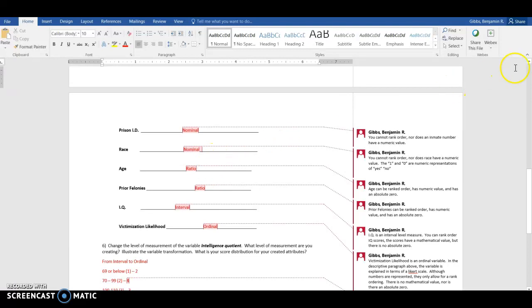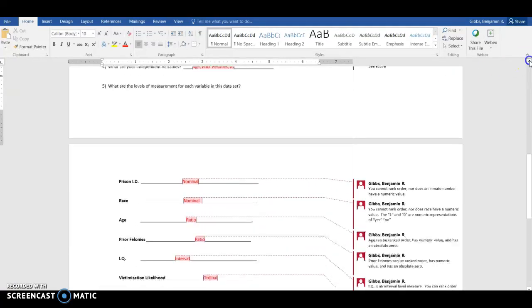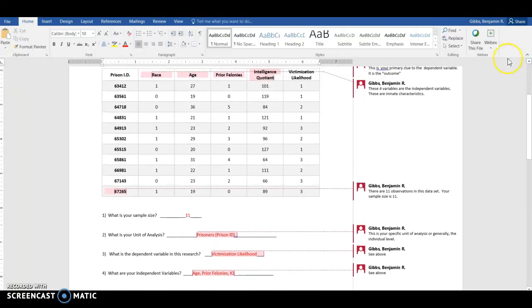Age, on the other hand, we see up here in the data set that we have an age variable. You can rank order age from highest to lowest or lowest to highest. They do have a mathematical property, meaning someone who is 27 years old is in fact 8 years older than somebody that is 19. And there is a true 0. There exist people that are 0 years of age, babies, of course. So a person who is 40 years old is twice as old as an individual who is 20 years old. So age is a ratio level variable.